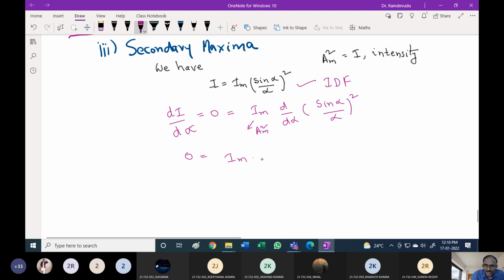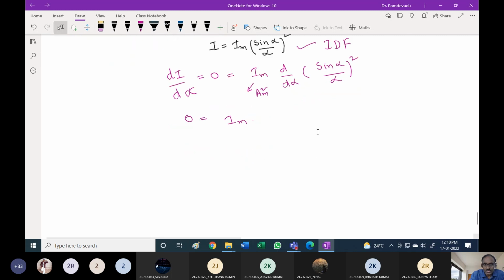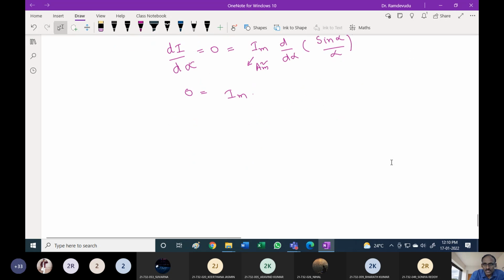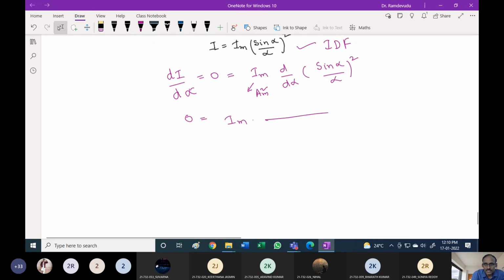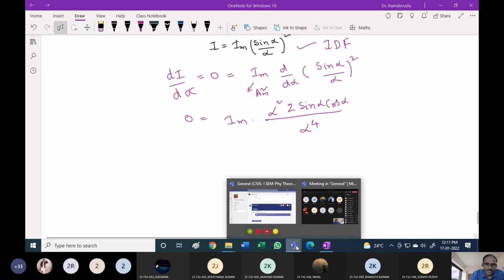I'll write the solution of this differential as simply alpha square, and for the numerator I'll get 2 sine alpha, the differential of sine alpha giving cos alpha. So what is the next step? Can anyone tell me?